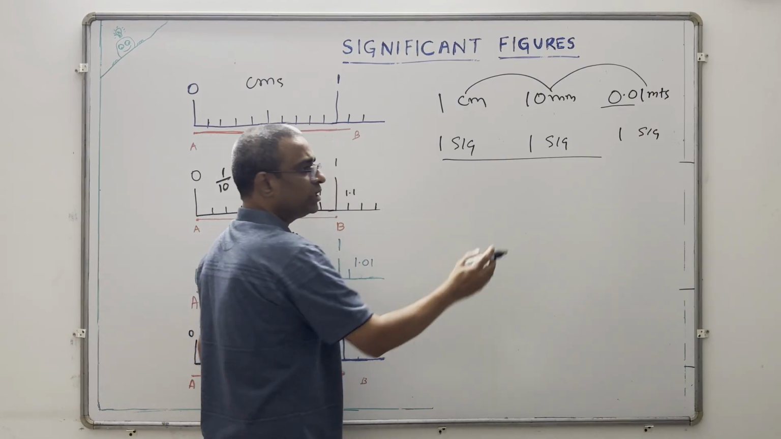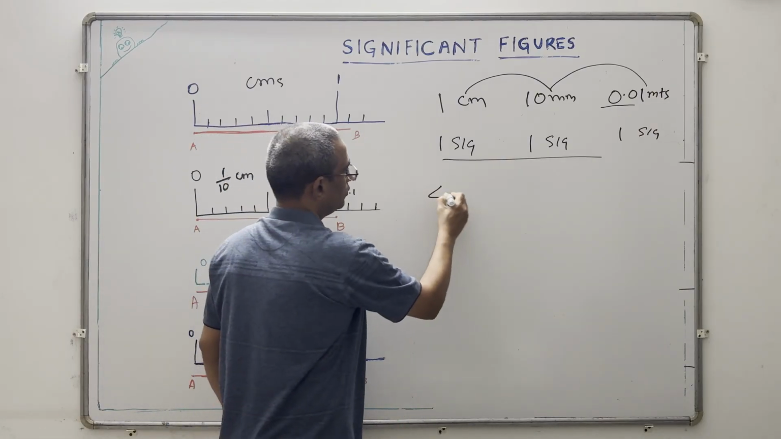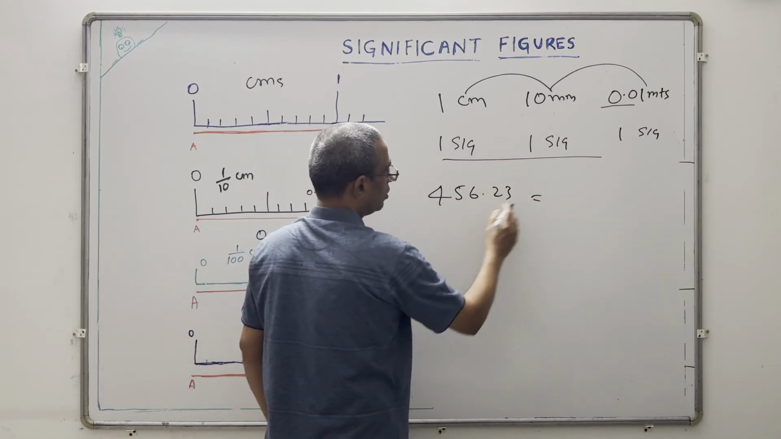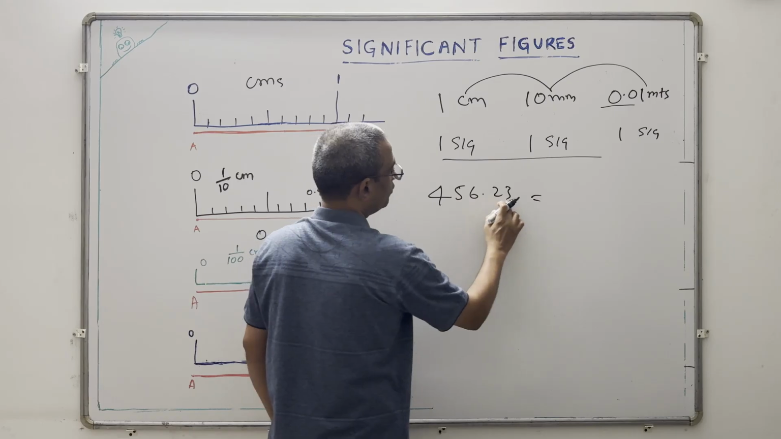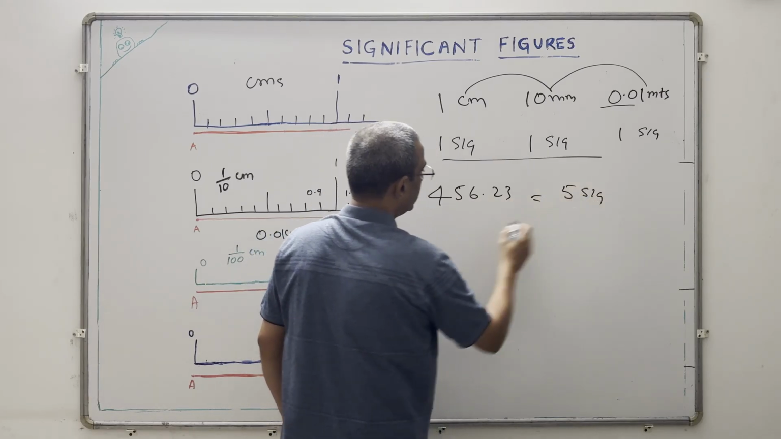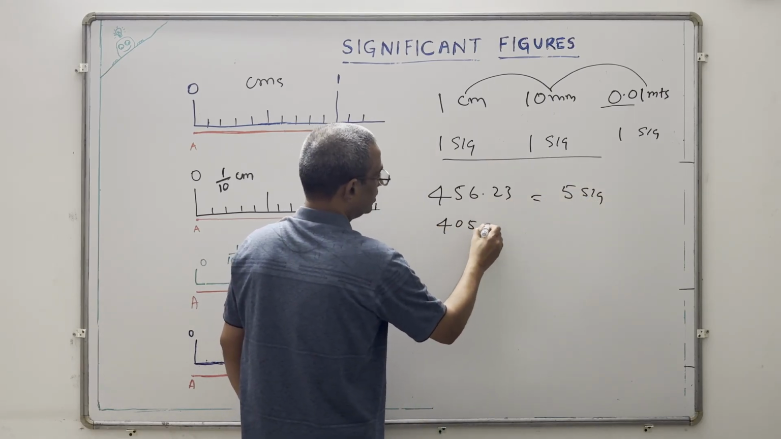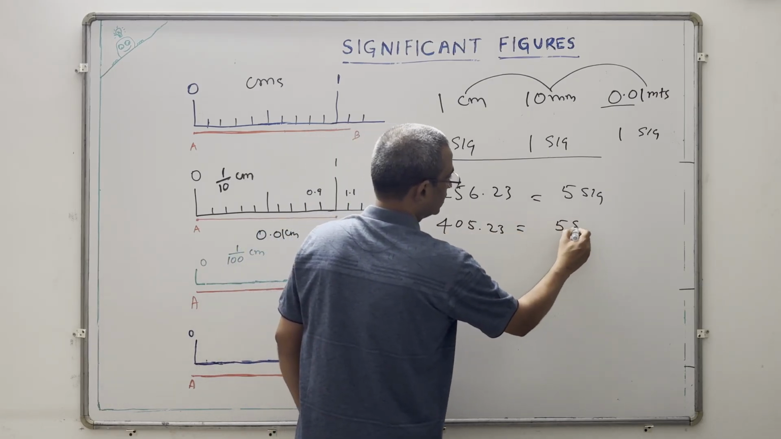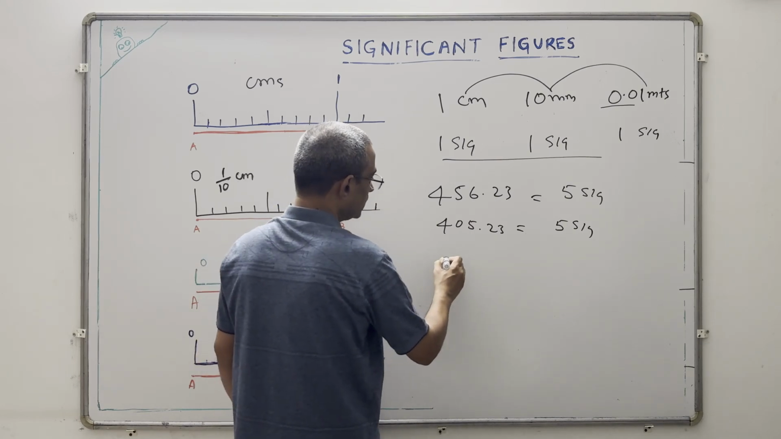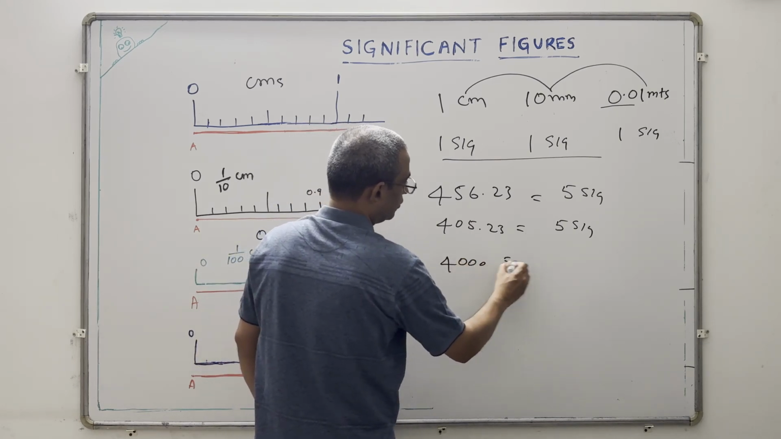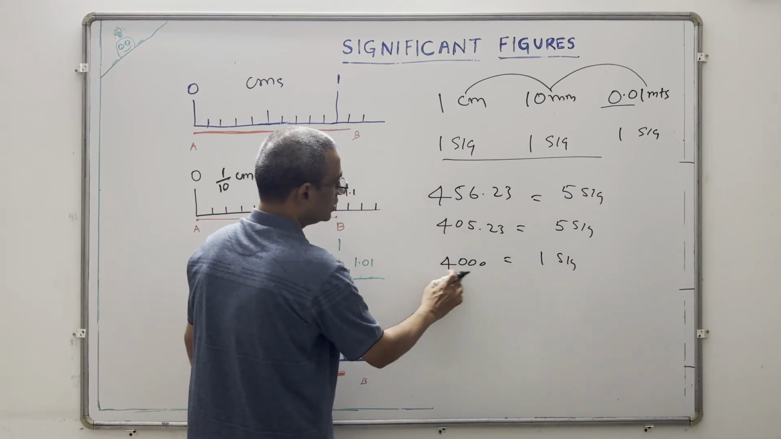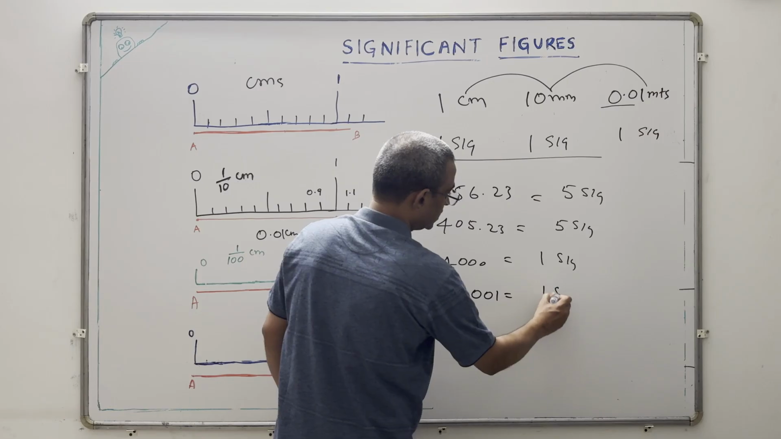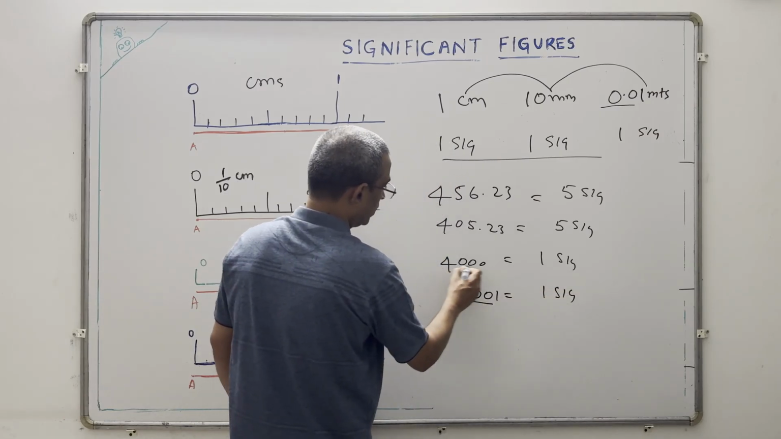One is any non-zero number is significant. 4, 5, 6.23. These are all non-zero. So these are all significant. So we have 1, 2, 3, 4, 5 significant figures. Any zeros in between, they are significant. 1, 2, 3, 4, 5. 5 significant figures. 4,000. Now we have only one significant figure because trailing zeros are ignored. 0.001, one significant figure. All these are ignored.